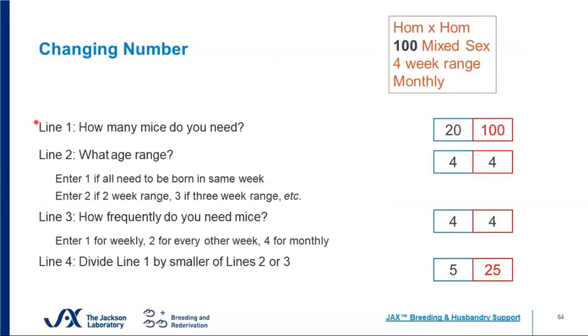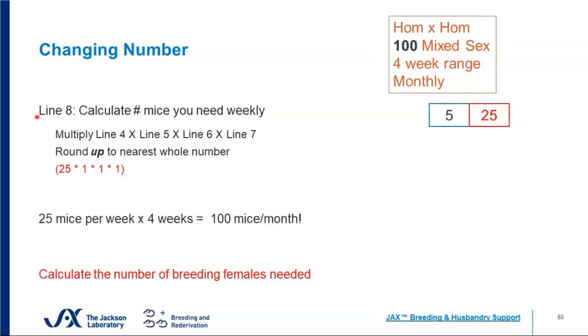We're jumping up to 100 mice from 20. And we also adjust how many mice in line 4. So again, the math, we just now need 25 there. Everything else is the same until we get to line 8, where we calculate the number of mice we need per week. Again, we just do this 4, 5, 6, and 7, multiply together, 25 mice per week.